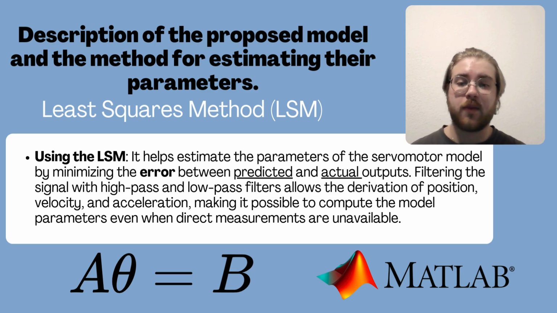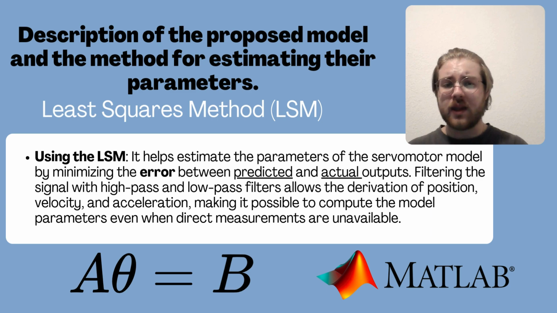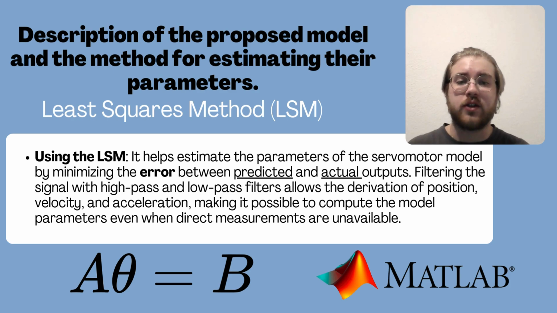This method minimizes the error between a predicted model and the actual outputs taken by simulation or physical experimentation. To do this, we apply the inverse Laplace transform to our model, having it in the time domain and rewriting it as the equation shown below. A is a matrix with the values of the first derivative of the position, obtained with a high-pass filter by simulation, and the inputs of the system, taken either by simulation or by physical experimentation. Theta is a matrix that has the solutions for the values of parameters A and B, and B is another matrix that has only the values for the second derivative, also given by the same filter by simulation.